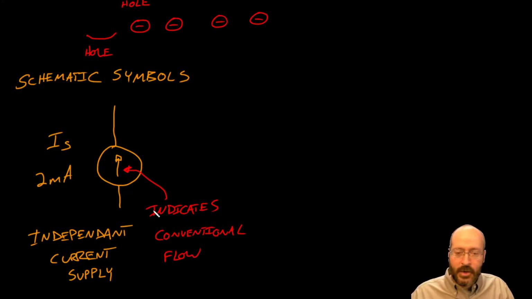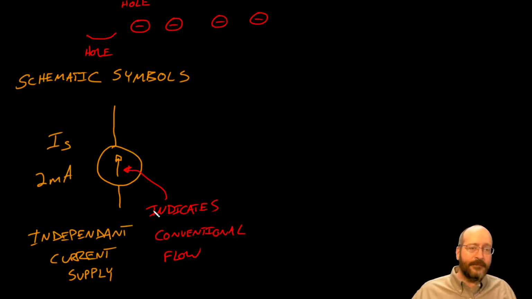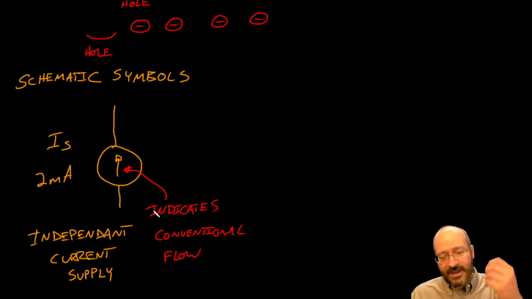So I don't know where you're going to go in your career. If you continue your study of electronics, the movement of holes and electrons becomes a little more important as you talk about semiconductors. So it is important to be aware that conventional flow is moving one way, the electrons are moving the other way. But when we analyze circuits, we're really only interested in conventional flow, and the arrow on the current supply over there is indicating conventional flow. Okay, it's an independent current supply.